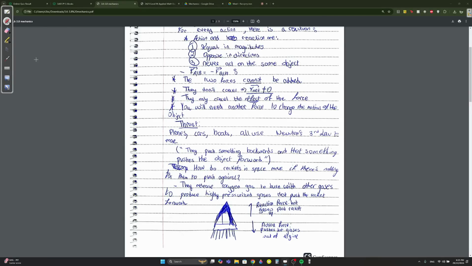Okay, these are very important points. You should know that the two forces, the action and reaction, cannot be added. You should know that they don't cancel out. So that means the net force does not equal zero. They only cancel the effect of the force.